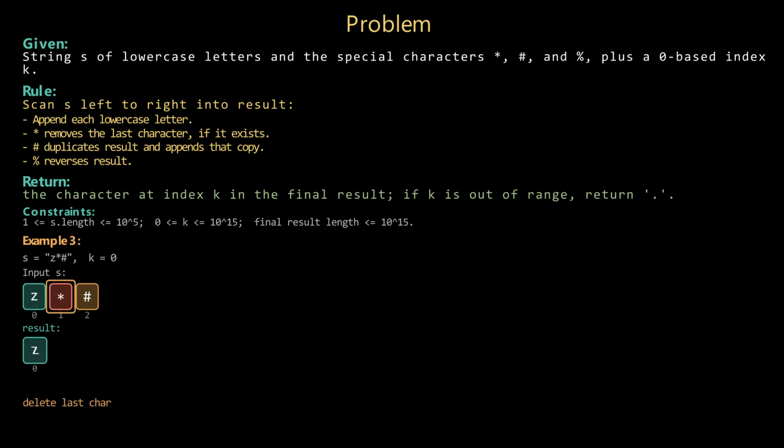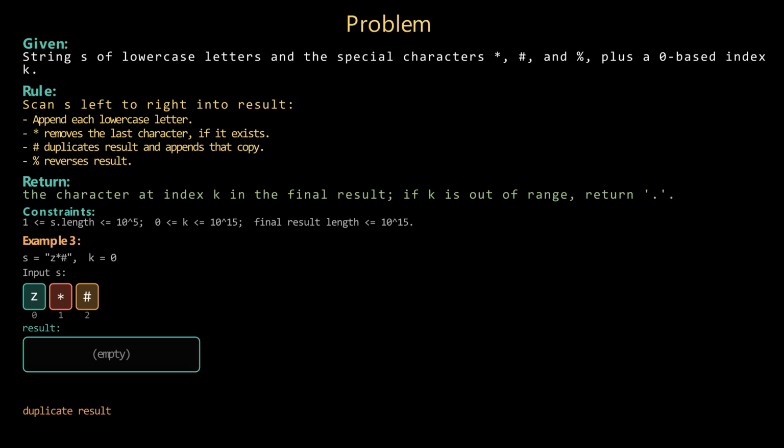Example 3: z goes in, star clears the buffer, hash on empty stays empty. Index 0 is out of bounds on an empty string, so the answer is dot.